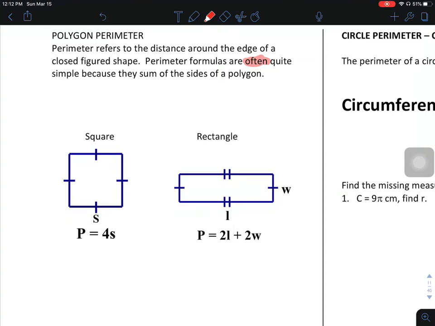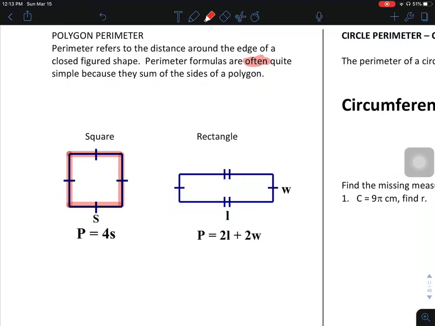For example, in the square, if I wanted to find the perimeter, I would take the length of this side, plus the length of this side, plus the length of this side, plus the length of this side, and add them together. Since a square is a rhombus, all the sides are the same length, so the perimeter is just 4 times the length of a side.